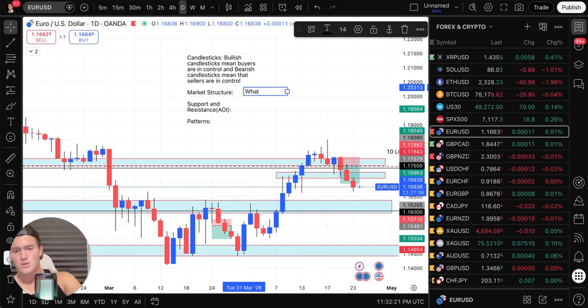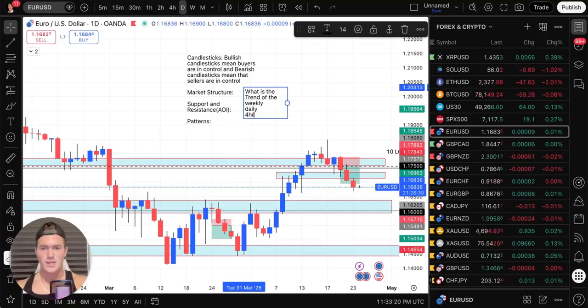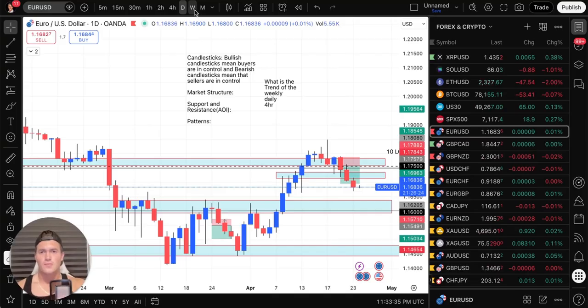What is the trend of the weekly, daily, and 4 hour time frames? You can identify the trend one of two ways, either bullish or bearish, right? So we're going to start in the weekly.